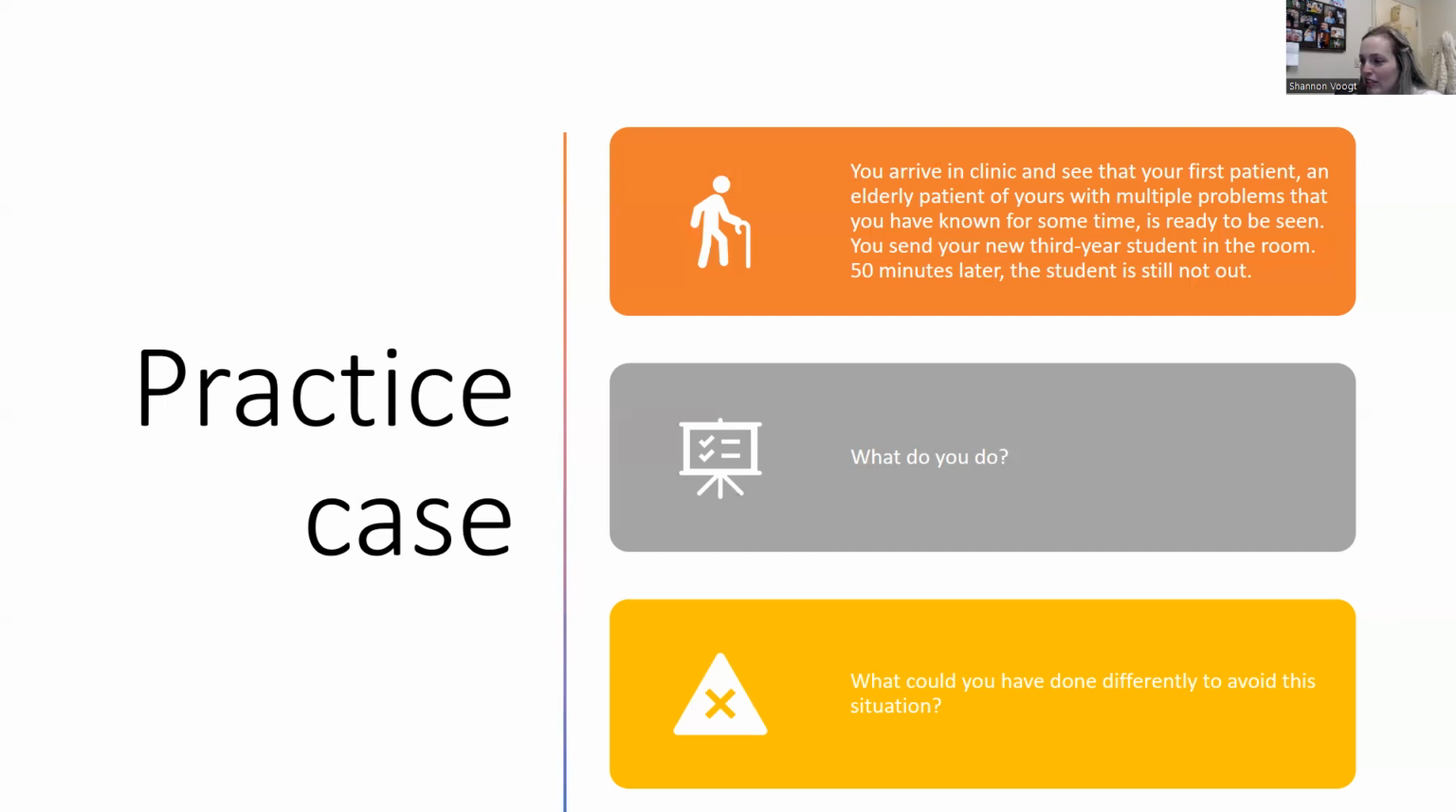But I think we could choose to go in and interrupt and finish up the visit, or we could just wait and see what happens, if we have other work we can finish. When we have really complex patients that we know really well, as you can tell, that's probably going to take some time for a student to get through.